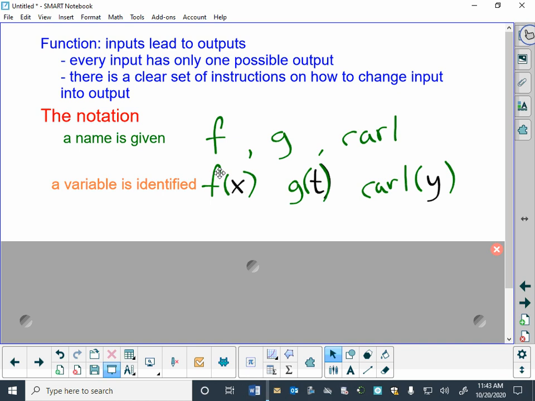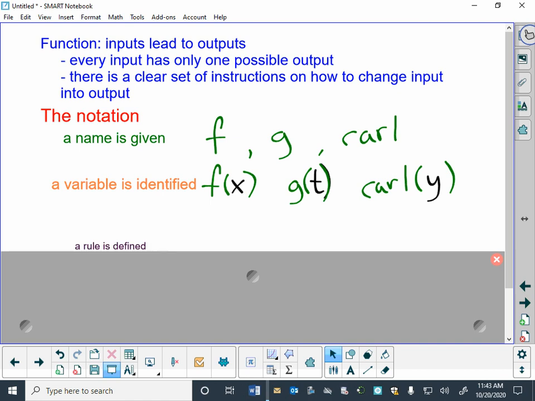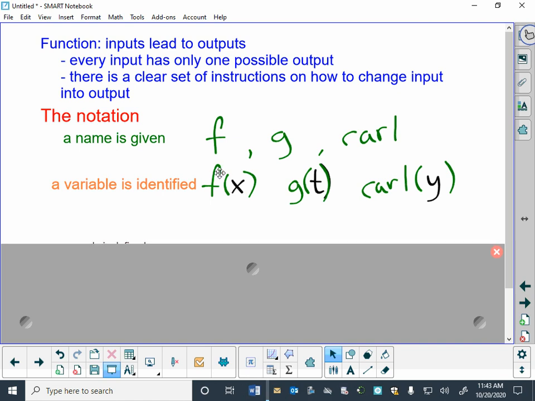We put it in parentheses after the name of the function. And again, I read this first one as f of x. This is g of t and Carl of y. It's important to note in this notation that this does not mean f times x or g times t or Carl times y. That would imply multiplication. In this case, the parentheses, because we are talking about functions, is not talking about multiplication. That's a very important thing to keep clear on this.